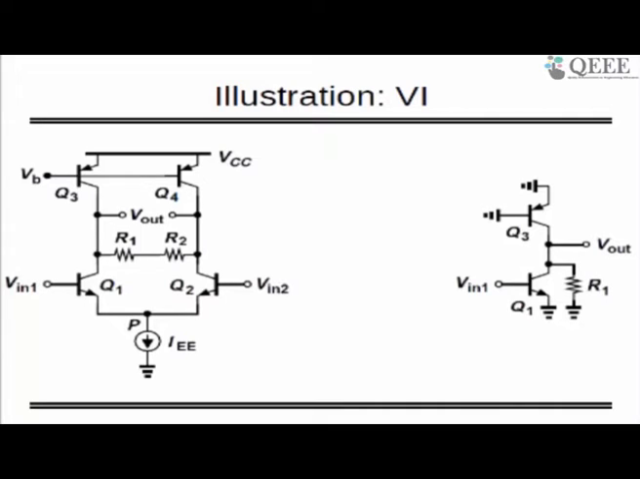So maybe we'll take a small break, and in the break, can you try the small signal gain coming from this illustration number 6? Where Q1 and Q2 are equal, R1 and R2 are equal, Q3 and Q4 are equal, and there is a P point which is the virtual ground point. I have drawn the half circuit at the right side. Maybe you can draw the small signal model and find out how much is the output resistance.